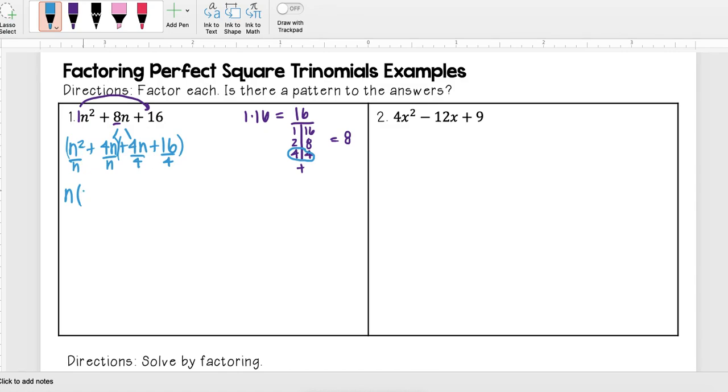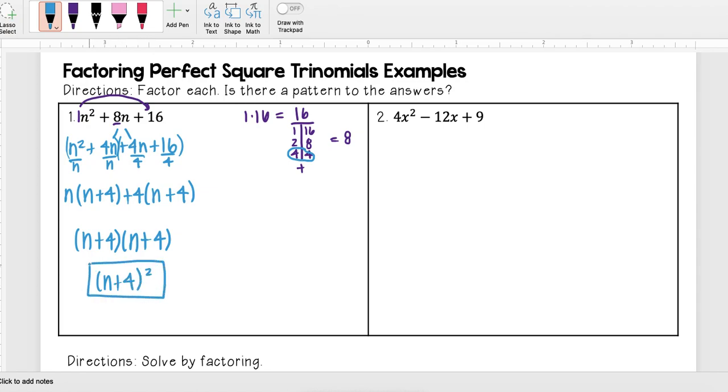N squared divided by n, I get n, plus 4n divided by n, and I get 4. My GCF goes out in front. 4n divided by 4, I get n, plus 16 divided by 4, and I get 4. And then my GCFs come into their own, so I have n plus 4 times n plus 4. Well, since I'm multiplying the same thing by itself, this is the same thing as n plus 4 squared.